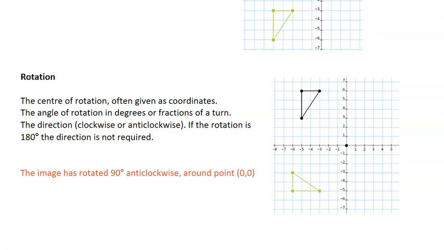So have a look at this example. The center of rotation's actually been given to you. It's not always given to you. In this case it is, and they've drawn it there at the origin. We would say that is (0, 0), that's your coordinate for that point. So this image has rotated 90 degrees anti-clockwise around (0, 0).